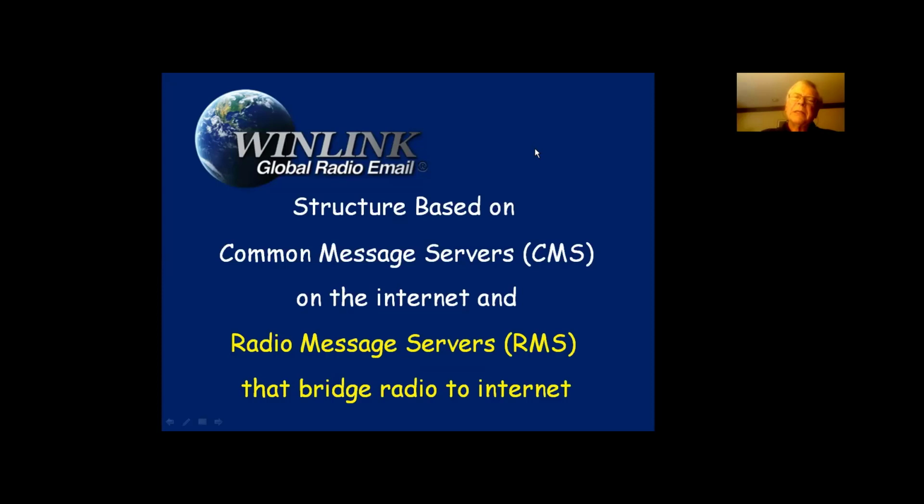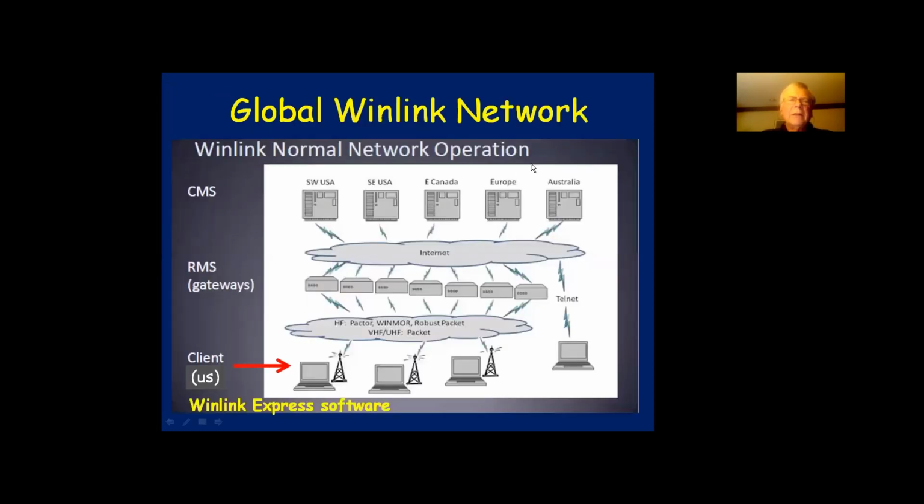So Winlink structure is based on common message servers that are on the internet and radio message servers that bridge radio to internet. So this is the standard diagram that they use to talk about Winlink. So this is us down here. We're operating our computers connected to our radios. The software we use is Winlink Express. And with this software, we connect to the radio message servers, which are VHF or HF radios connected to the internet. And from there, our email goes to all 5 of these common message servers up here.